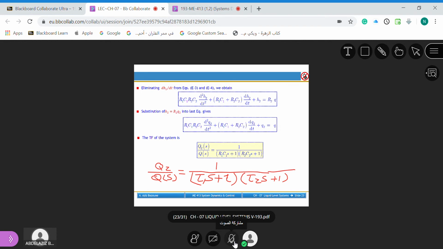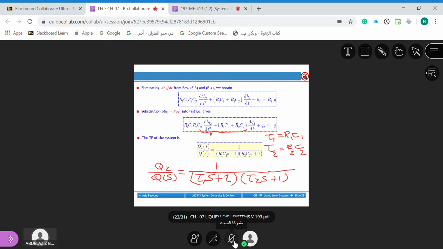And this is, as you can see, a second order system because we have S squared here. So this is how to differentiate the differential equation and get the transfer function between the output and the input when we have parallel tanks. Any question? You just take the Laplace transform of this differential equation. It is easier if you consider that tau 1 is equal to R1 C1 and tau 2 equal to R2 C2, just to eliminate too many variables, because it would look cumbersome.